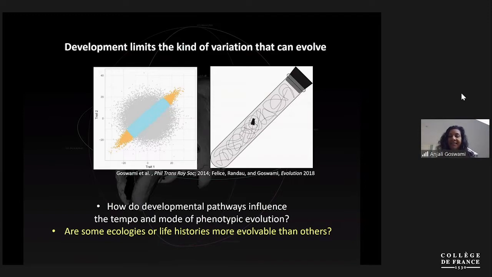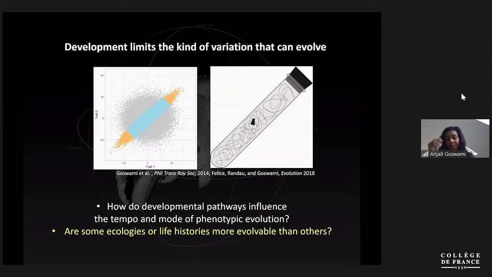We've called this model the fly in the tube model. The tube represents the area of possible forms that can evolve given a certain developmental pathway or developmental process. But within that tube, evolution can do lots of crazy, fast tinkering with forms, and that's the fly moving around this limited tube. And so some of the questions I'm really interested in are trying to understand how developmental pathways really influence the tempo and mode of phenotypic evolution, or the evolution of form. And then on a broader scale, are some kinds of developmental pathways, some kinds of ecologies or life histories, easier to evolve? Are they better at evolving than others?